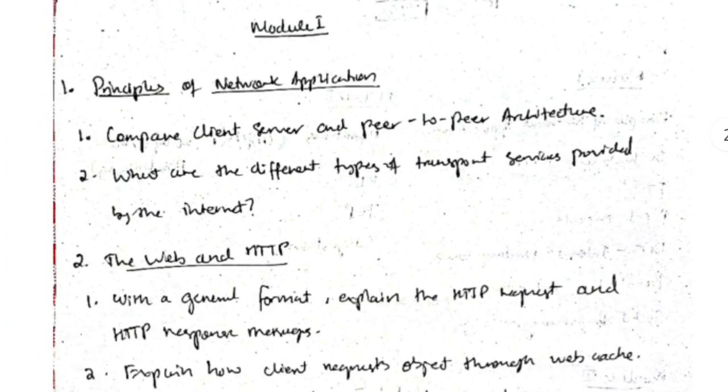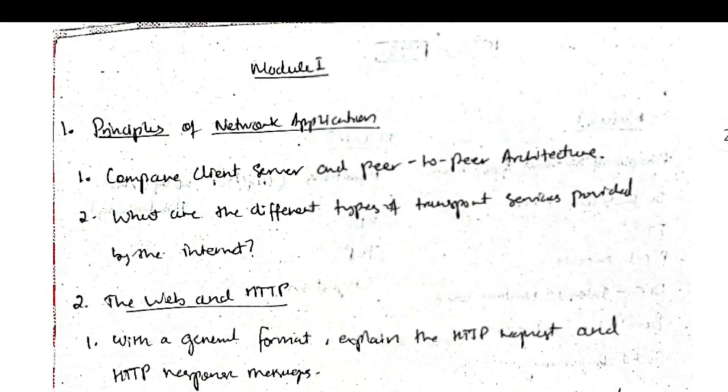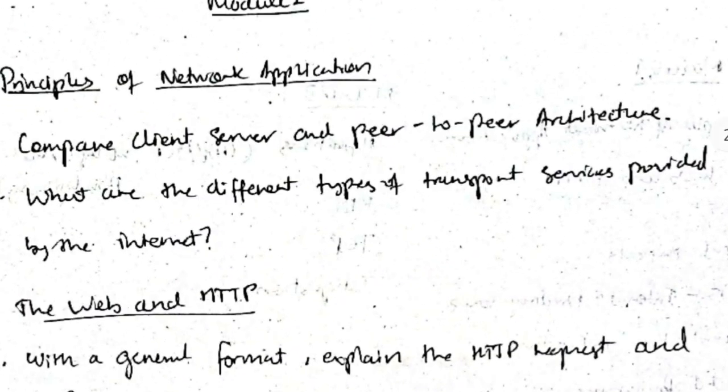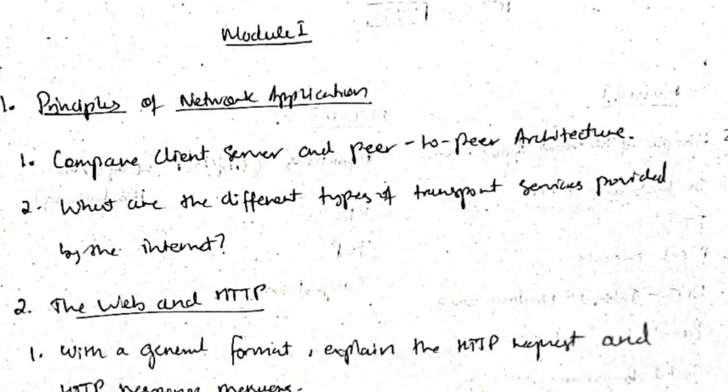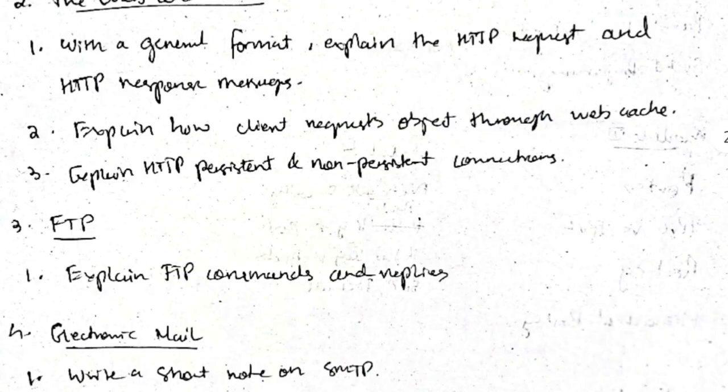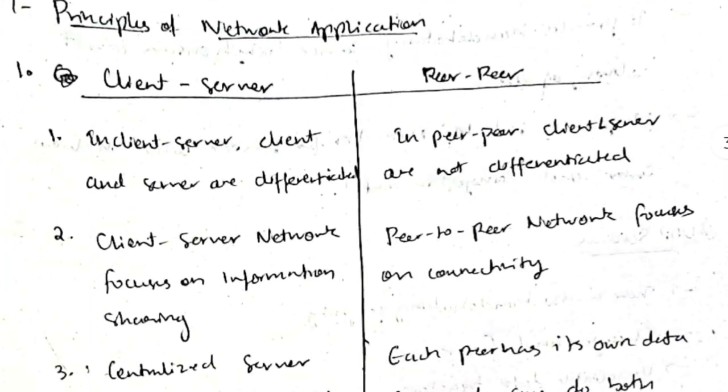The first module has these questions which you need to know. In each of these topics, let's get started from here: the principles of network application. The first question is: compare the client server and peer-to-peer architecture. I request you to open this document in a different device so that you can see the question, and I'll be discussing the answer which is written here. I'll be just going through the answers and reading questions from a different device, so you do that as well. The basic difference between client server and peer-to-peer you can understand by the term itself.